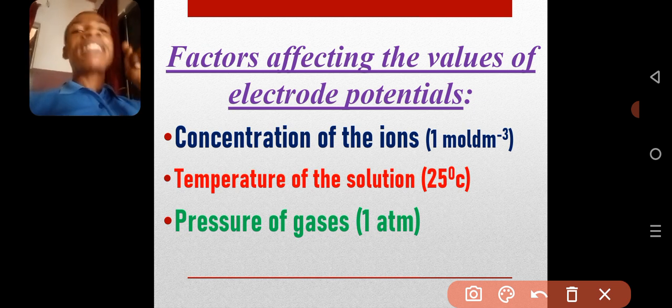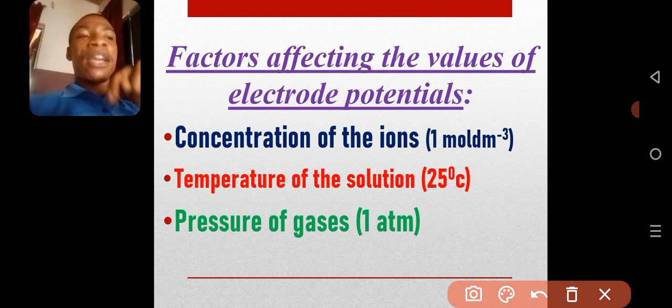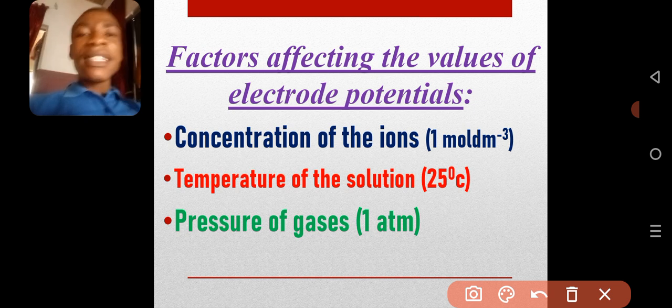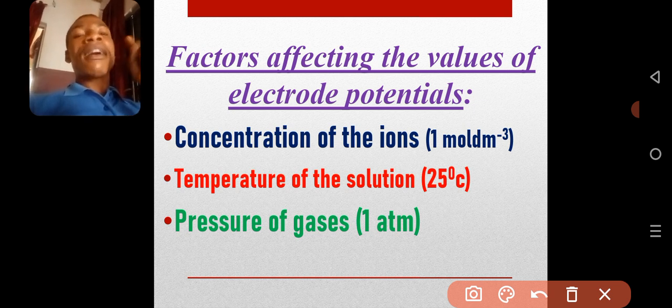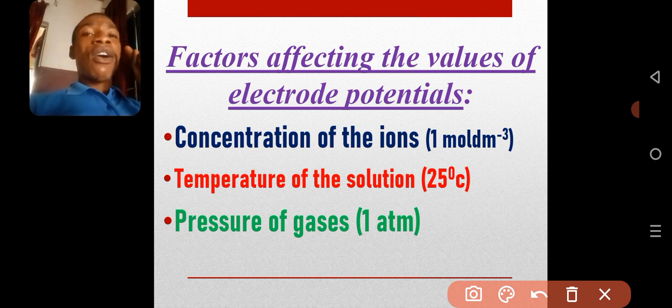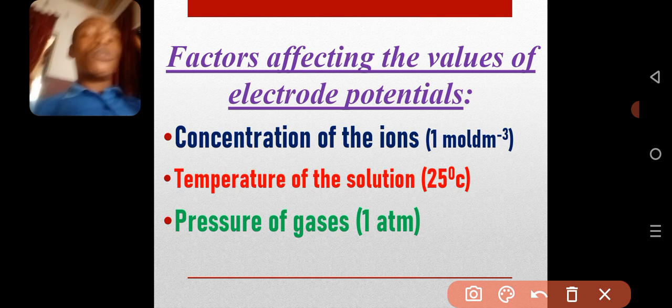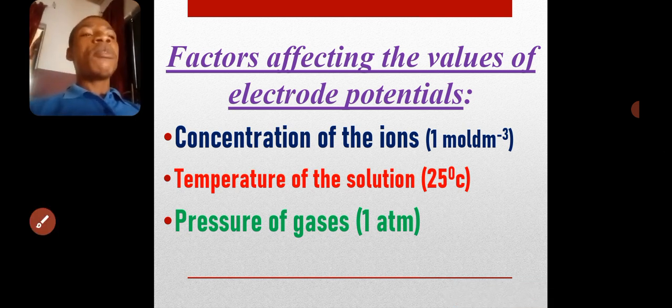So if you dip a metal into a solution of its own ion under these conditions, then the particular value you will get is called the standard electrode potential, because you have gotten the voltage on a standard measurement: 1 molar concentration of solution, 25 degrees Celsius of temperature, and 1 atmosphere. So take note of that. That is what we mean by electrode potential.